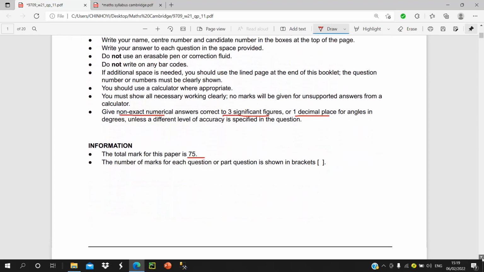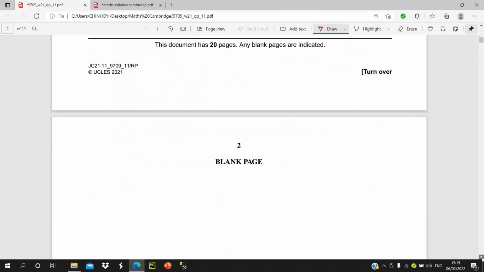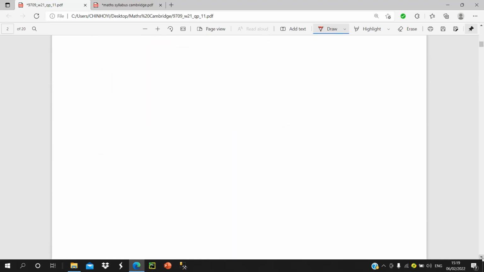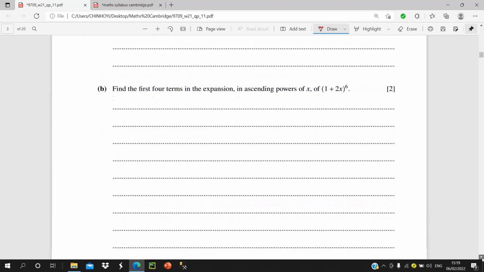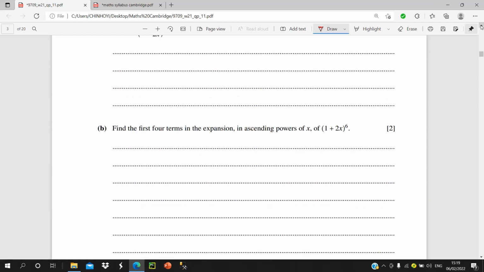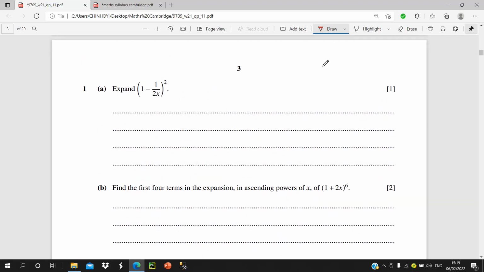Right, then starting with the numbers, we have number 1. Number 1 is A. It's got 1 mark. It is saying expand this bracket. So we can use binomial, or we can use a method of expanding 2 brackets. If we are expanding a square bracket, this is the same as multiplying 2 brackets. It's just 2 brackets that we are multiplying.